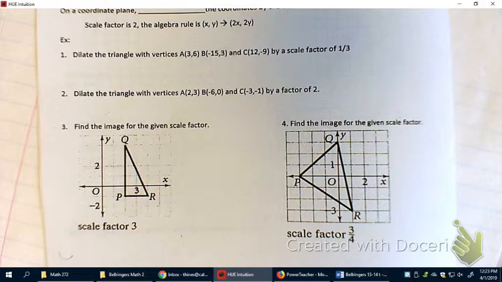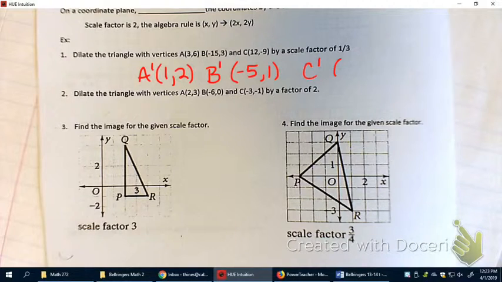All right, so the first example says dilate the triangle with vertices 3, 6, negative 15, 3, 12, 9, negative 9 by a scale factor of 1/3. All that means to do is to take each of those points and multiply by 1/3. Multiplying by 1/3 is the same as dividing by 3, so I can do it without a calculator. So when I divide the 3 and the 6 by 3, I get 1 and 2. When I divide the negative 15 and the 3, I get negative 5 and 1. When I divide the 12 and negative 9 by 3, you get 4 and negative 3.